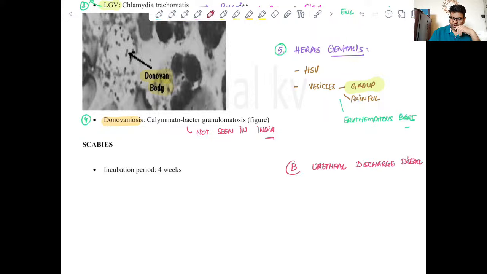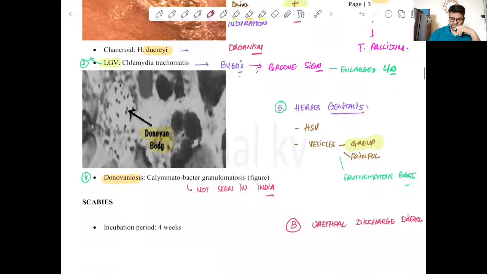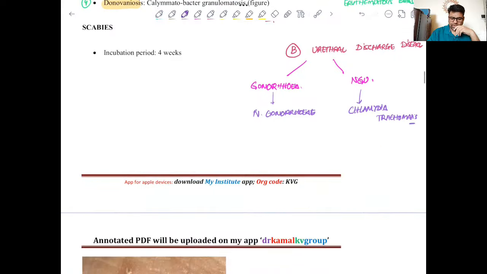We can write it group B. Okay, we can call this group A. So there are two groups; these are all conditions discussed under sexually transmitted diseases. So in urethral discharge disease, we have 2 entities. One is gonorrhea, right? And the second is non-gonococcal urethritis. This is caused by, of course, Neisseria gonorrhoeae, and this is mostly caused by Chlamydia trachomatis.